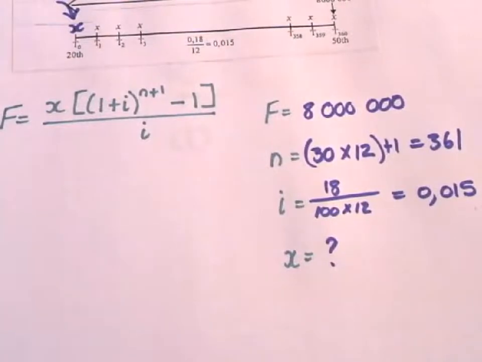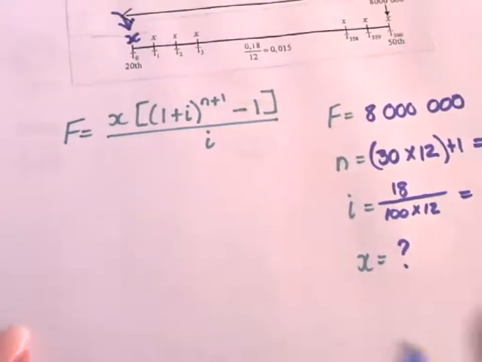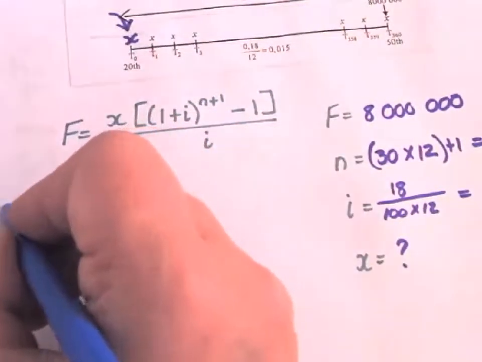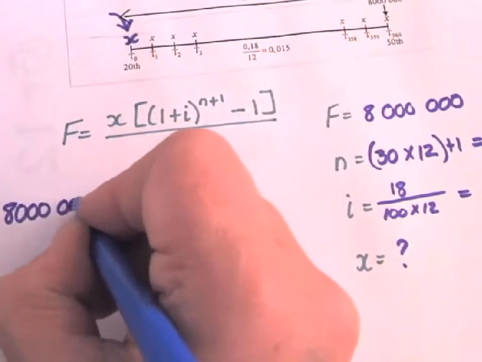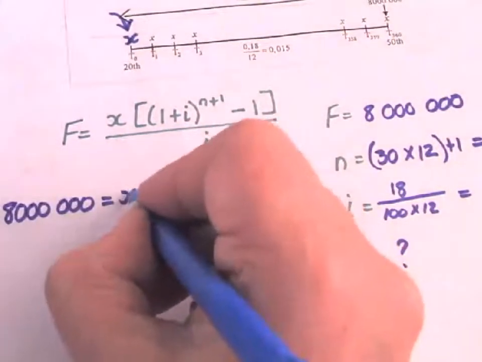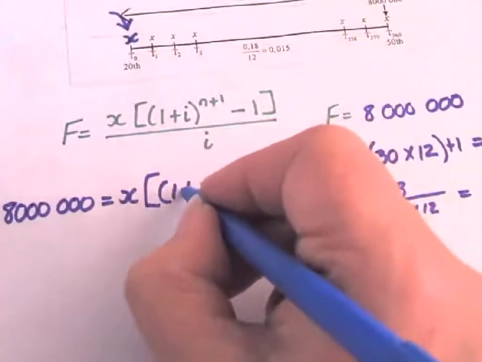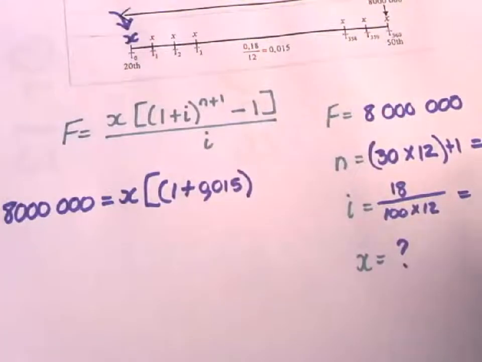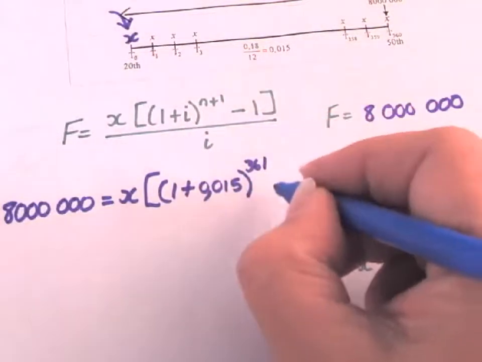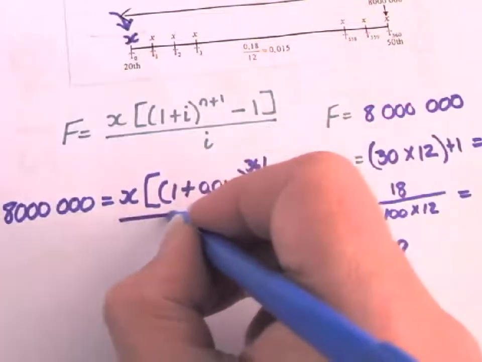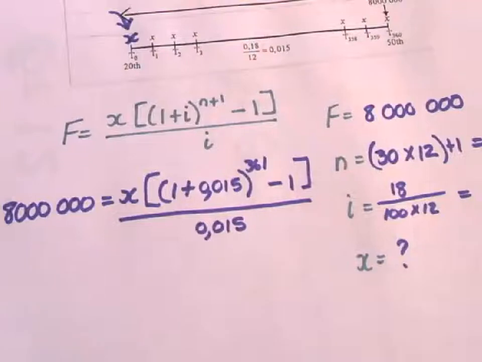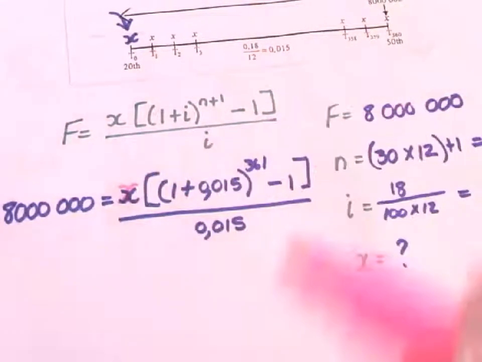Okay, now we substitute it into our formula. F is 8 million. X stays X. 1 plus I, which is 0,015, to the power of 361, minus 1, over 0,015. We want to solve X. So we need to get X alone.